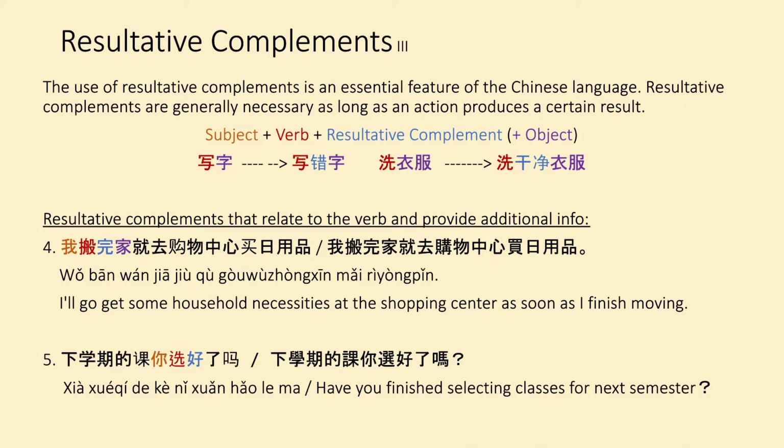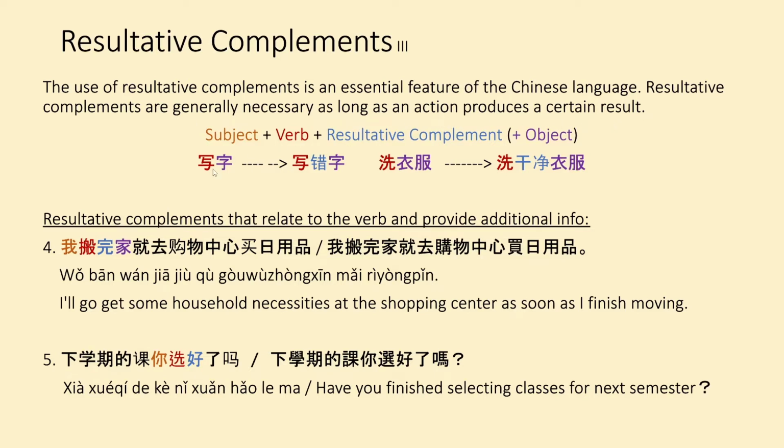This video is for Chinese 202 Lesson 5 and we're talking about resultative complements. The use of resultative complements is an essential feature of the Chinese language. Resultative complements are generally necessary as long as an action produces a certain result.